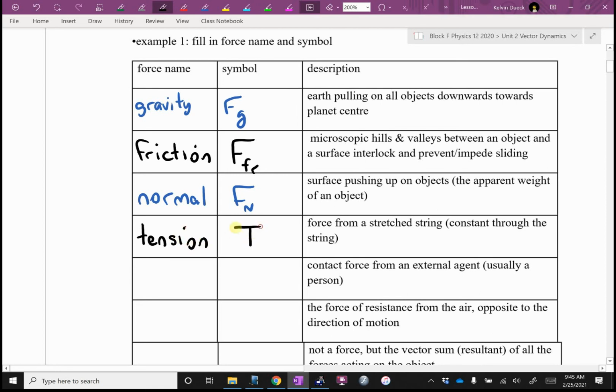And here is where I'm bad. I used a capital T for tension. I really should use F with a lowercase t. In Physics 11, it doesn't come back to bite me, but in Physics 12, it will, because a capital T actually is used for something.